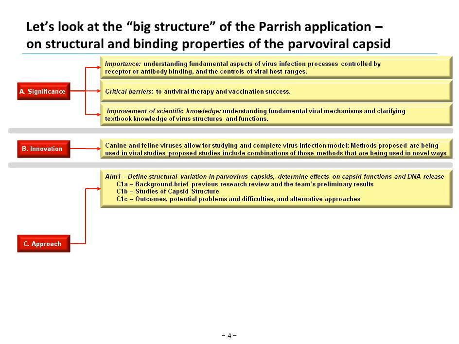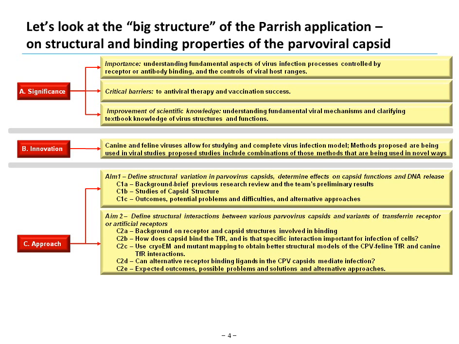And we're looking here at the high-level organizational structure of this aim. There are substructures under C1a, C1b, C1c, but I think it's important to look at the specific overall structure. First, he gives a background in this aim, and he gives a brief previous research review and the team's own preliminary results. Next, he talks about the studies of capsid structure that he is going to undertake. And then finally, outcomes, potential problems, difficulties and alternative approaches. And recall how that meets the criteria of the approach section that we reviewed in the first video.